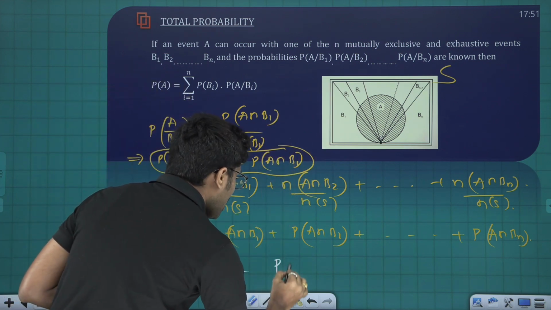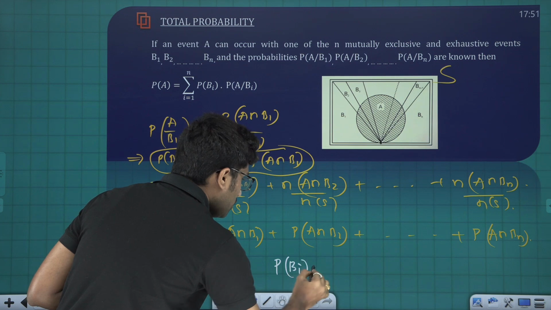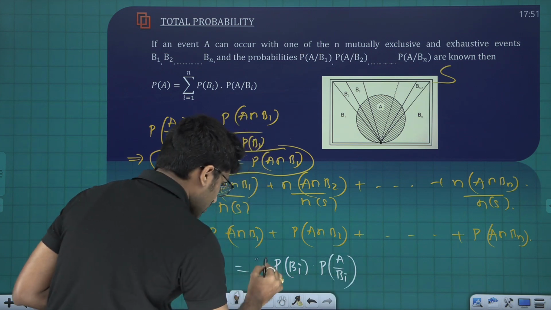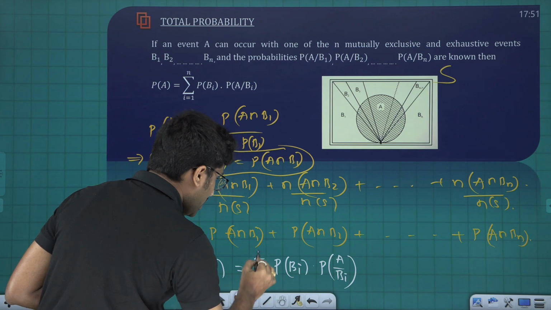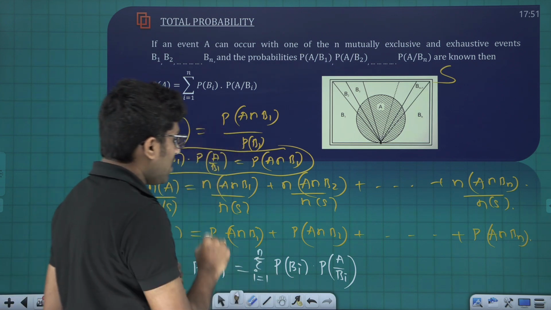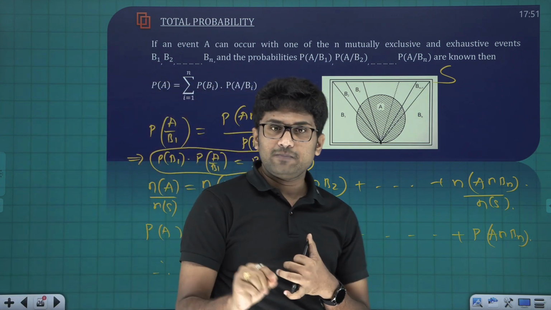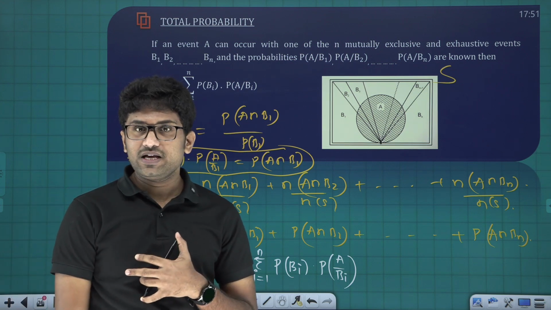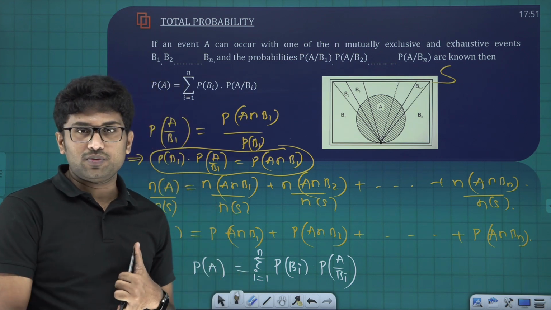That means sigma P of Bi into P of A given Bi, with i equals 1 to n, is nothing but the probability of the occurrence of event A, friends. Clear? And this theorem is called total probability.